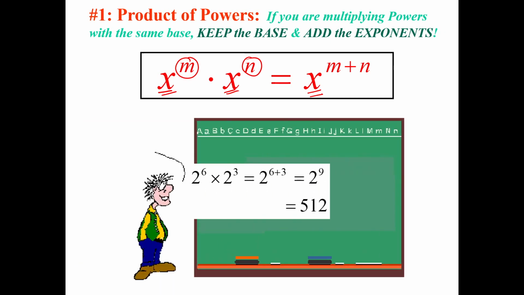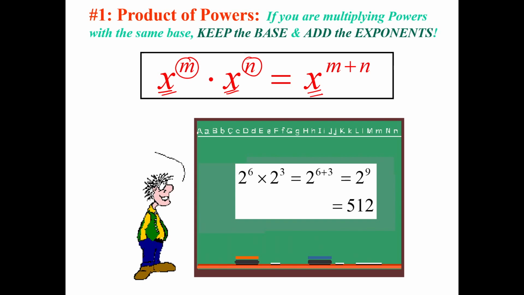Here's another example. Look at the example here. I copied the number 2 and I added 3 and 6, which gives me 2 raised to 9. And using your calculator, 2 raised to 9 means 2 times 2 times 2 times 2, multiplied 9 times. And you will get 512. Okay? Now, who can give me the answer for number 1?